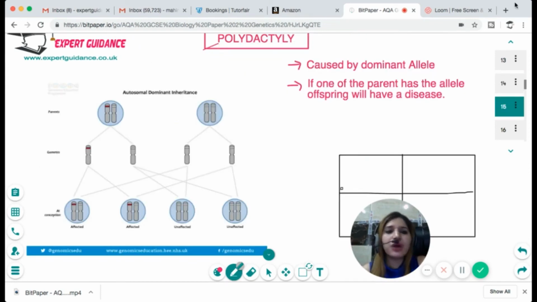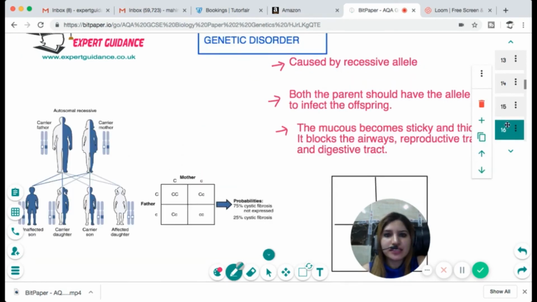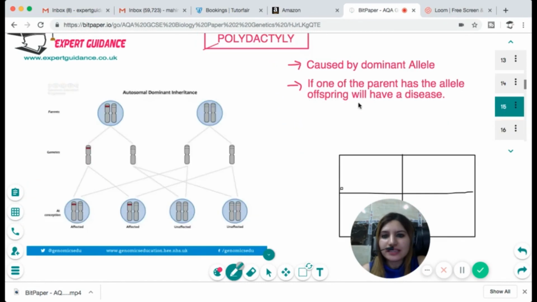There are two disorders which are there in your syllabus. One is polydactyly, another is cystic fibrosis. Now, polydactyly is caused by a dominant allele. Now, what is the meaning of a dominant allele? Dominant allele means that even if one of the parent has an allele, the offspring has a chance of having it. So you can see in this, one of the parent was having the allele, so there was 50% that was affected.